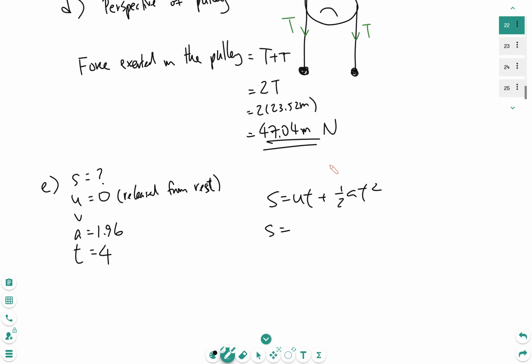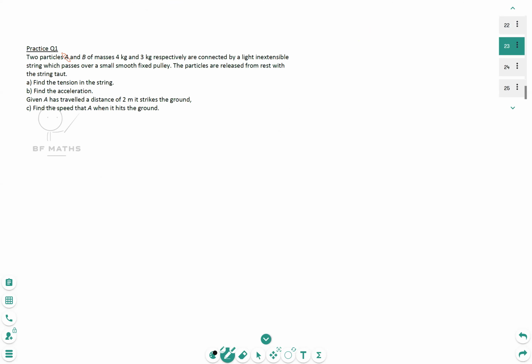So S equals 0 plus a half times 1.96 times 4 squared. Putting it in the calculator, 0.5 times 1.96 times 4 squared, which is 15.68 meters. So that's the answer. If you're happy with this, it's your turn to have a go at the question.